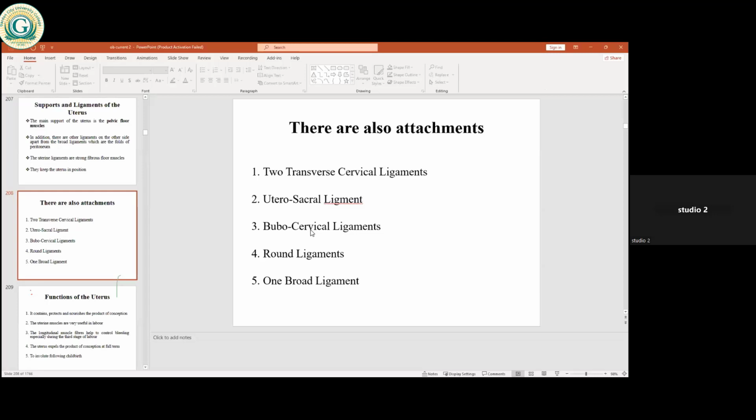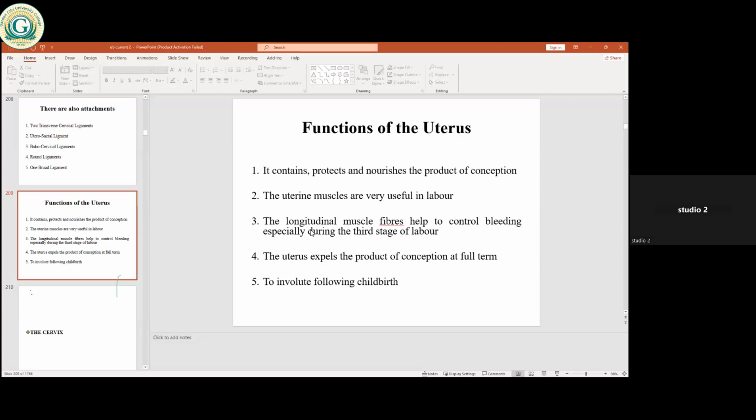Then what is the function of the uterus? One, it contains, protects, and nourishes the product of conception. Two, the uterine muscles are very useful in labor. The muscles in the myometrium contract and push the baby out of the uterus. The muscle fibers form a crisscross, and in the third stage of labor, when bleeding is supposed to occur, they arrest the blood vessels and prevent bleeding.